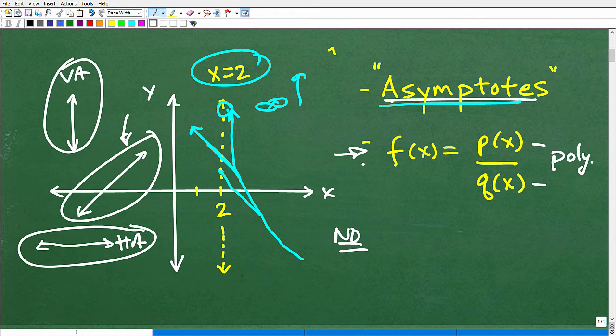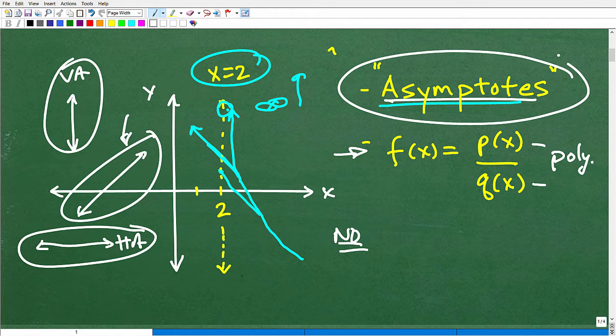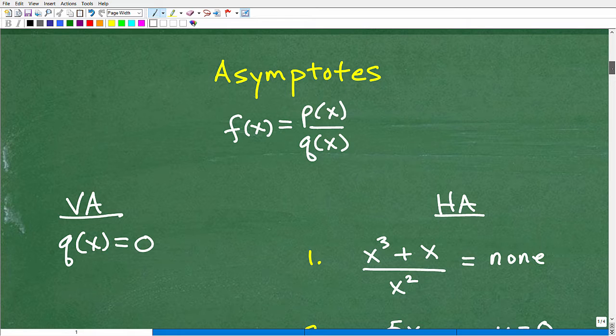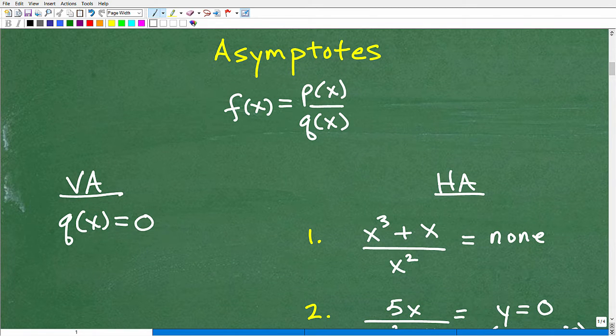So again, my goal here is just to do a quick overview of rational functions, what they are, and for those of you that have never studied the graph of rational functions, hopefully now you've got some basic idea of what asymptotes are, because we need to find these guys, and we're going to start working on that right now. Okay, so here is our general rational function.